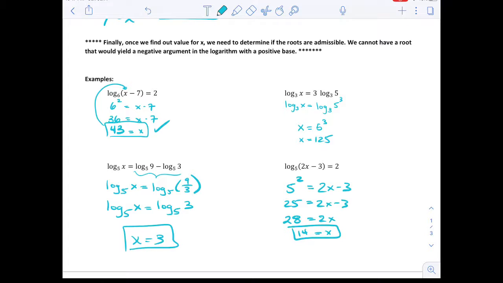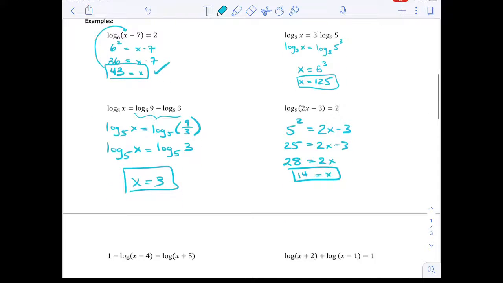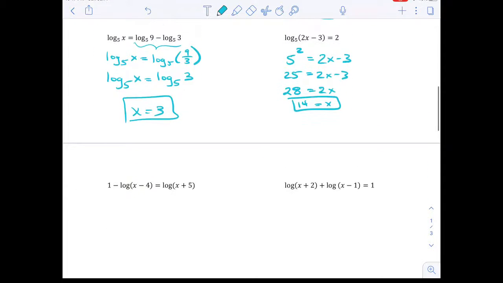Now, all of these were admissible. We were okay with them, right? x is 25, I can put it in here. I can have a positive argument. That's good. x is 3, I can put it in here. I can have a positive argument. That's good. 14, I can put it in here, right? It's going to be 2 times 14, which is 28. 28 minus 3 is 25. That's okay. I'm allowed to have a positive argument of 25. We just can't have negatives there. If that happens, we're going to have to cancel it, and you'll see that as we continue.